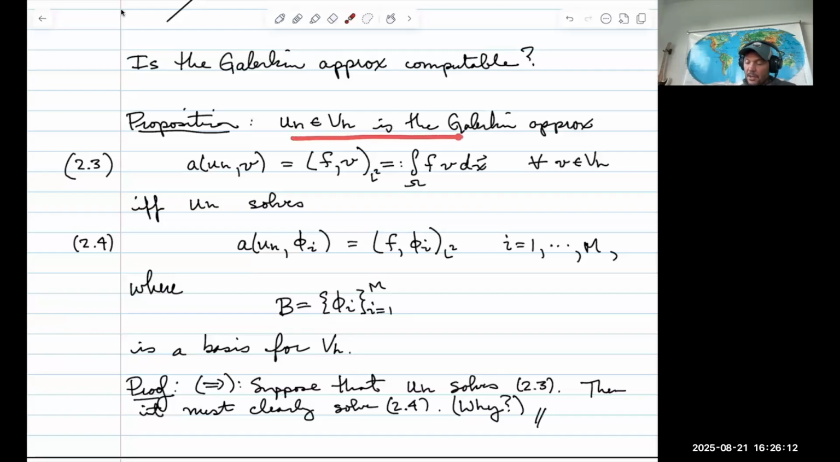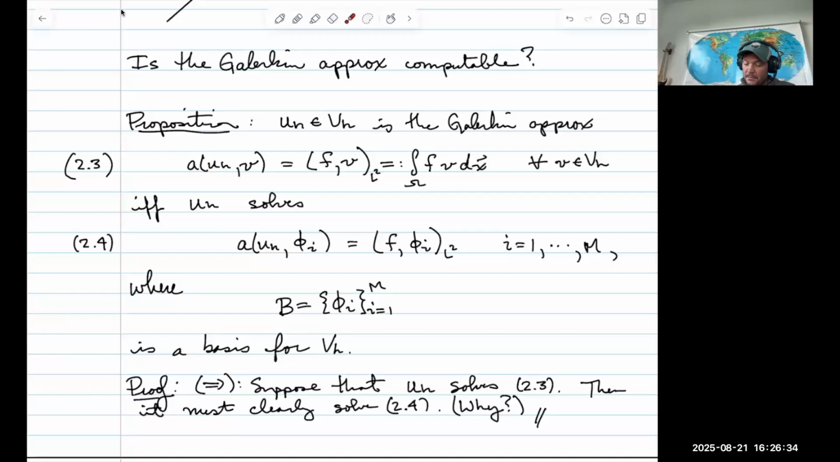u in VH is the Galerkin approximation. That means it solves that. Yeah, I mean, that's by definition, right? This is the Galerkin approximation if and only if it solves this equation, which isn't exactly the Galerkin approximation. Let's peel away some layers here.